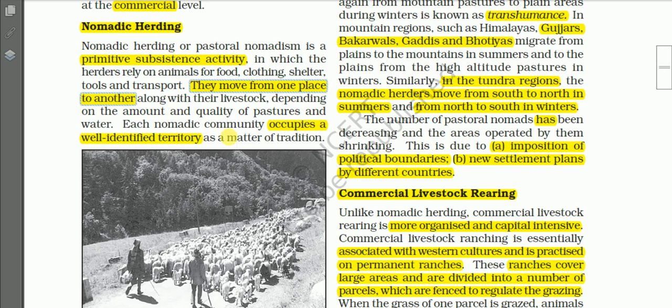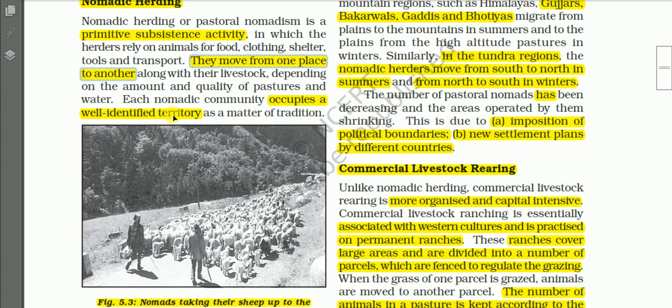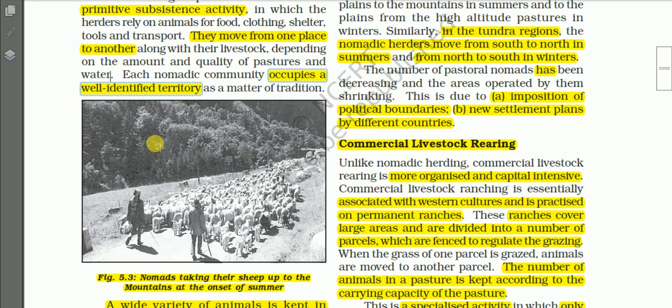They move from one place to another along with their livestock, depending on the amount and the quality of pastures and water. Pasture here means grasslands. Each nomadic community occupies a well-defined territory as a matter of tradition. So these are the important features of nomadic herding. The first feature is that this is a primitive subsistence activity. Another is that they move depending on the amount and quality of pastures and water. And each nomadic community occupies a well-defined territory, so they have their own boundaries.